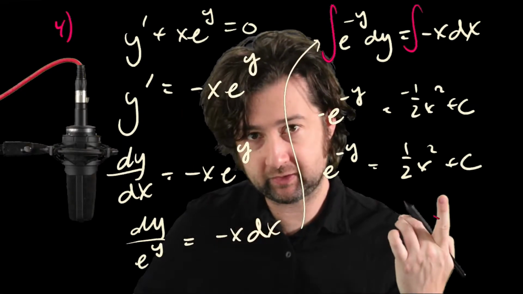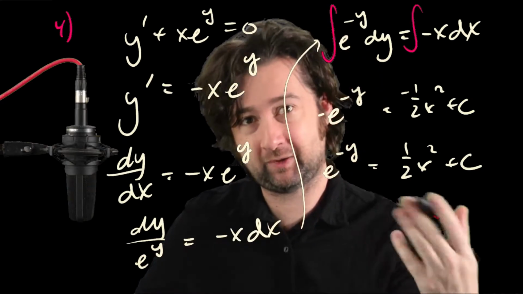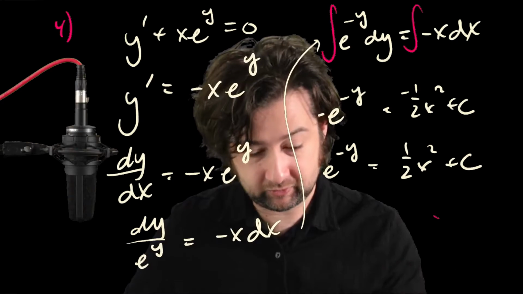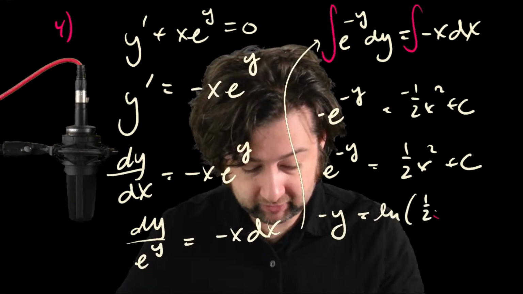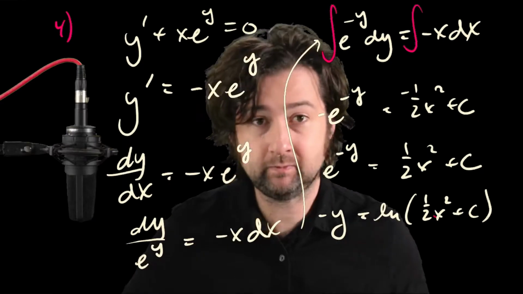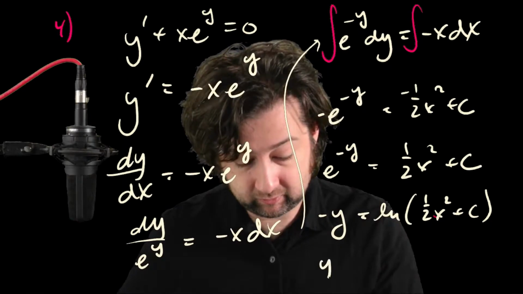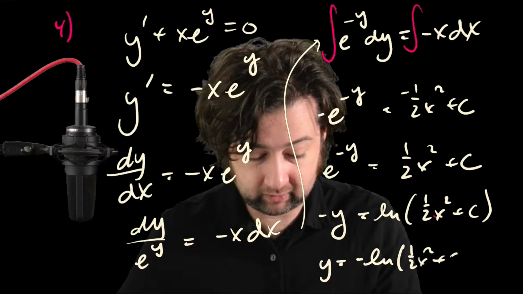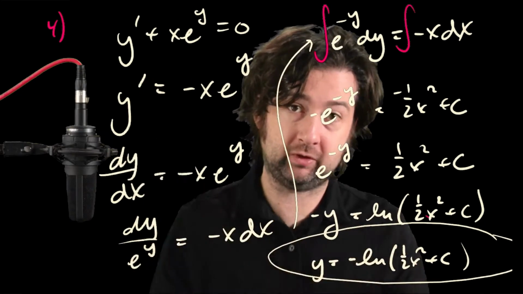Now, why did I write plus c instead of minus c? Because the negative of an arbitrary constant is still an arbitrary constant, so it's okay just to leave it as plus c. Now I'm going to take the log of both sides. Minus y is equal to the natural log of 1/2 of x squared plus c. Now I can multiply through by -1 to get y is equal to the negative of the natural log of 1/2 x squared plus c. And this is the general solution to the original differential equation.